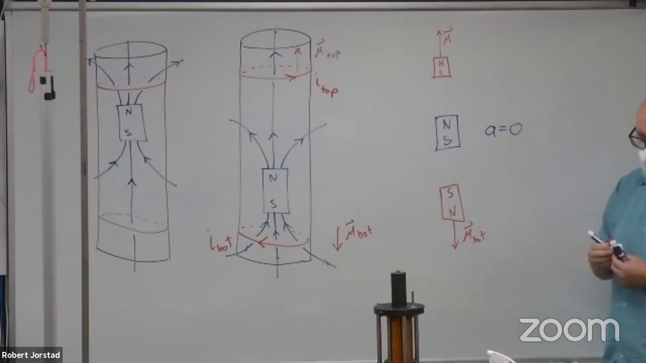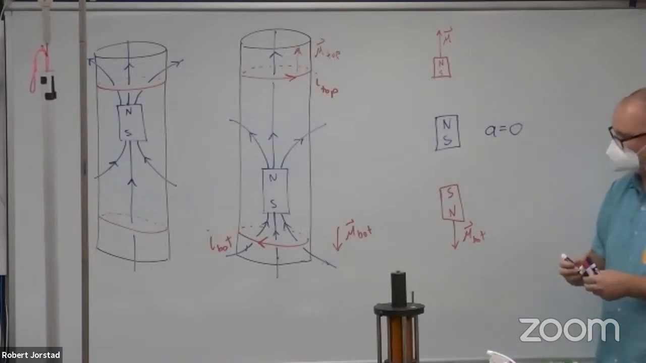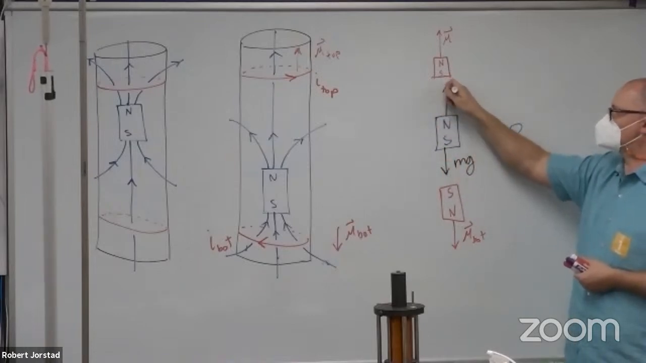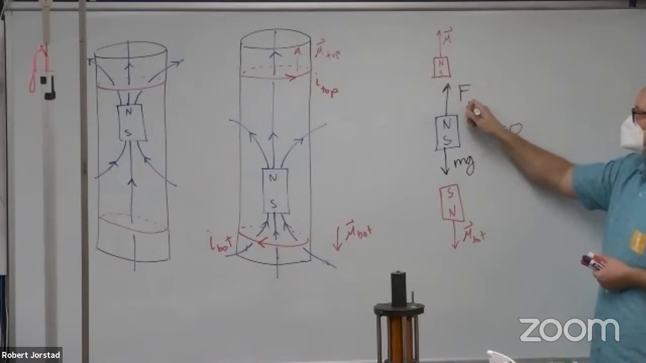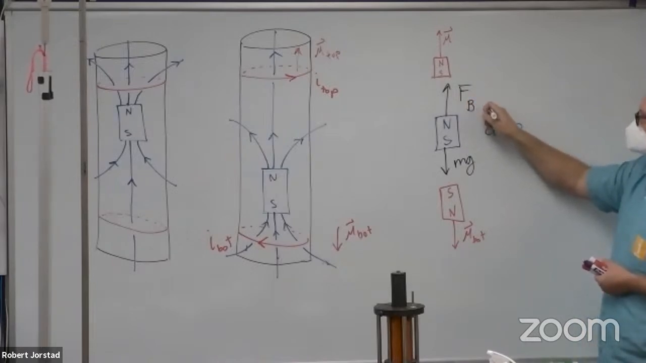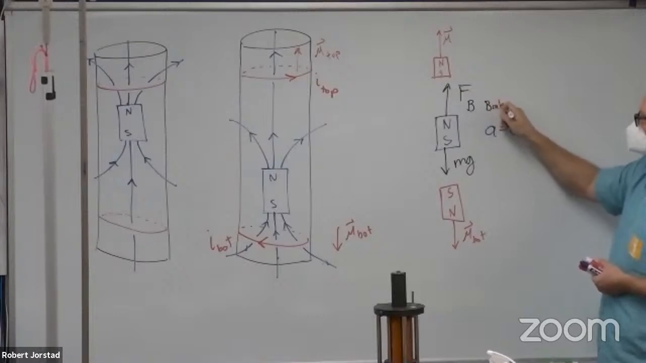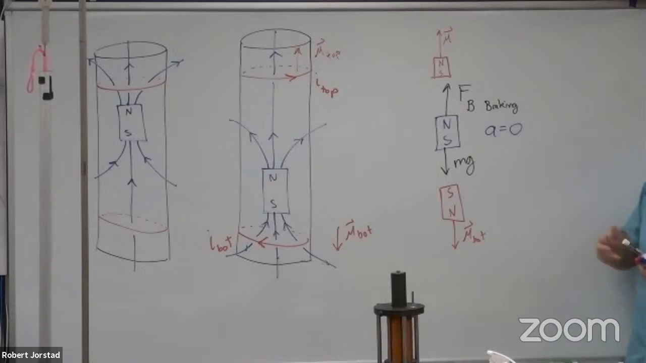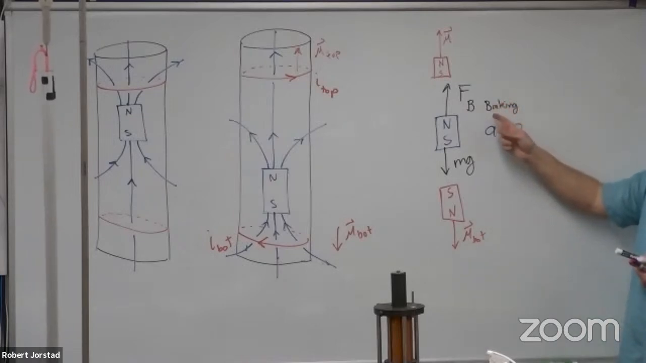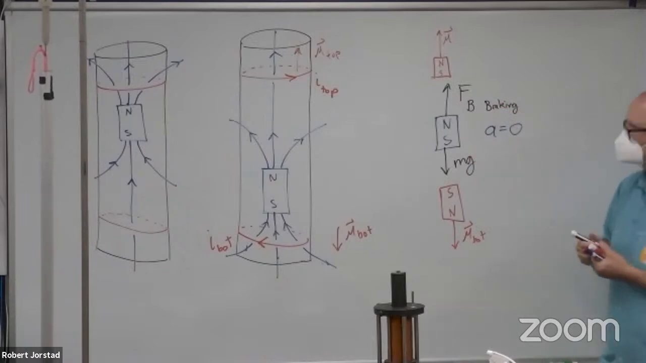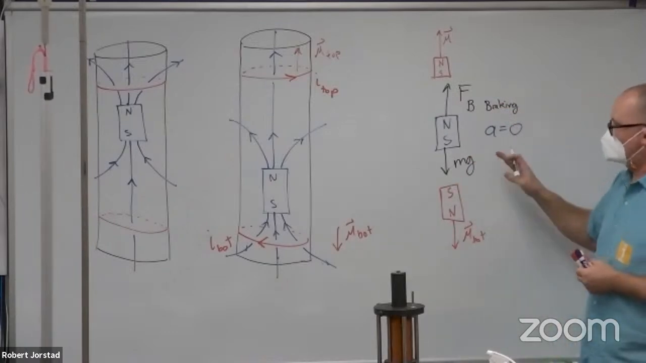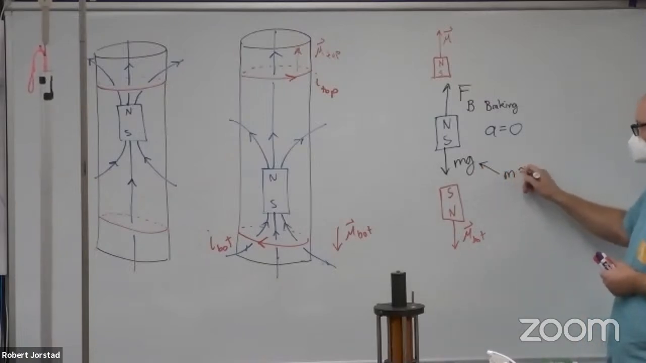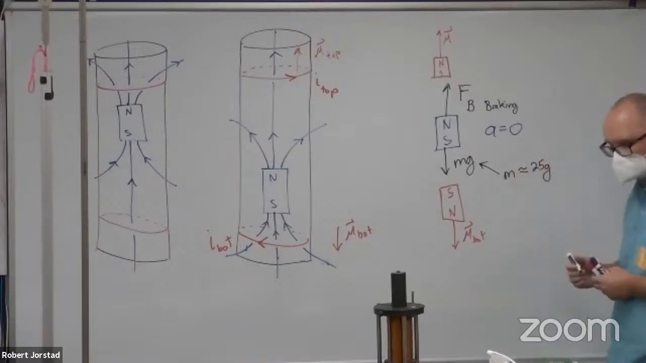What are the forces on this? Give me one force acting on this magnet. mg. And then there's got to be a force upwards. We're going to call it force magnetic braking, as in the brakes on your car. If we're at terminal velocity, what should be true about the braking force versus mg? They should be equal. Now, I happened to measure this thing earlier today. It turns out the mass is approximately 25 grams.